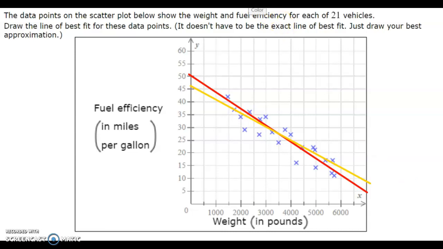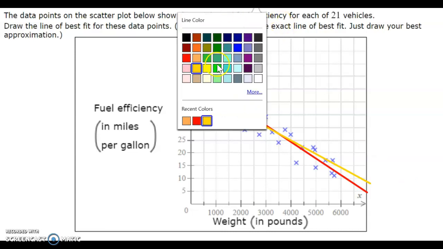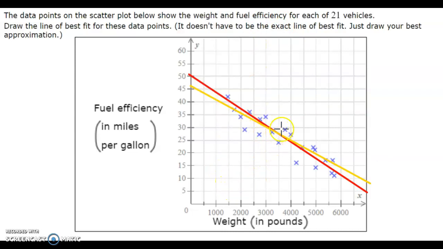But the mistake that we often see is people think when I say split the data in half, they're going to count, 1, 2, 3, 4, 5, 6, 7, 8, 9, 10, 11. There's 21 points. 11 is like half. I'm going to draw a line right there.